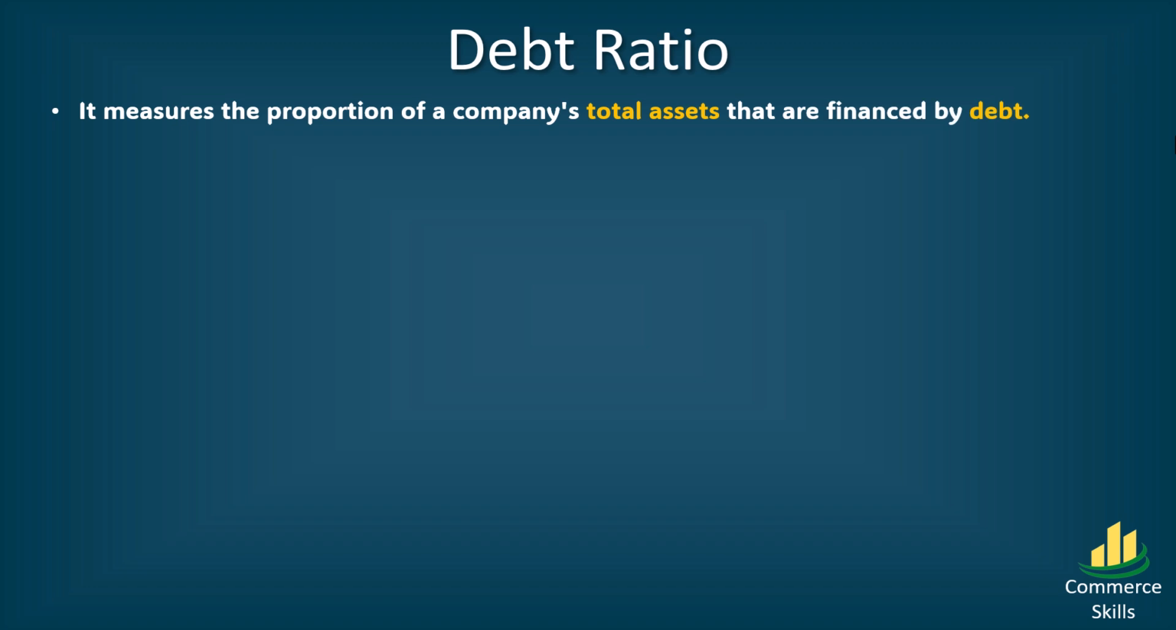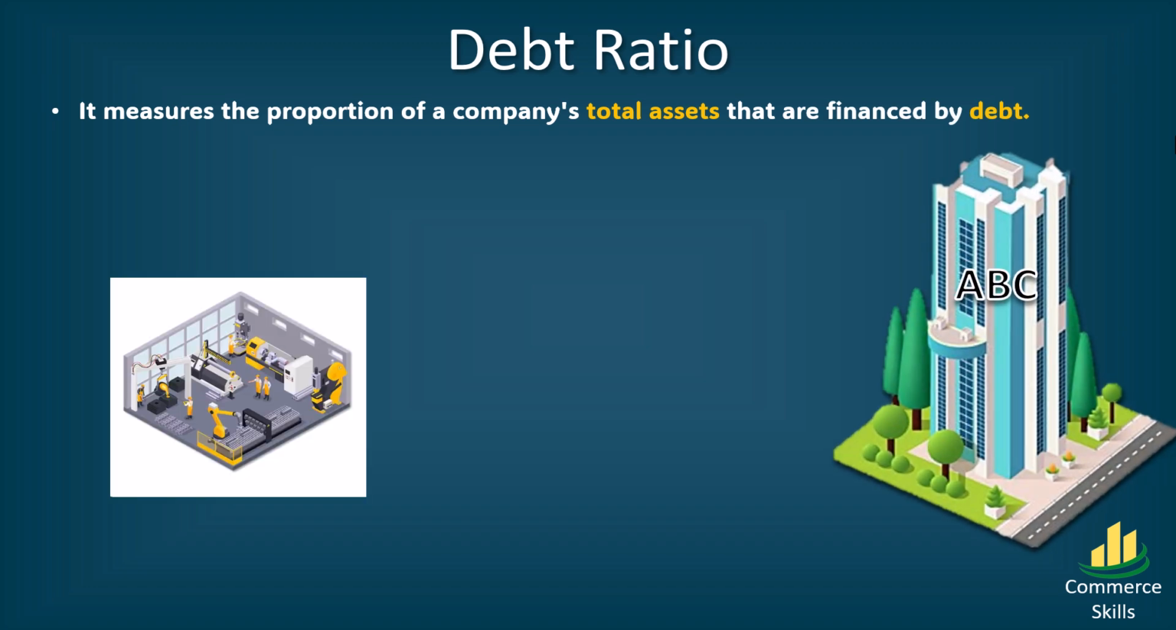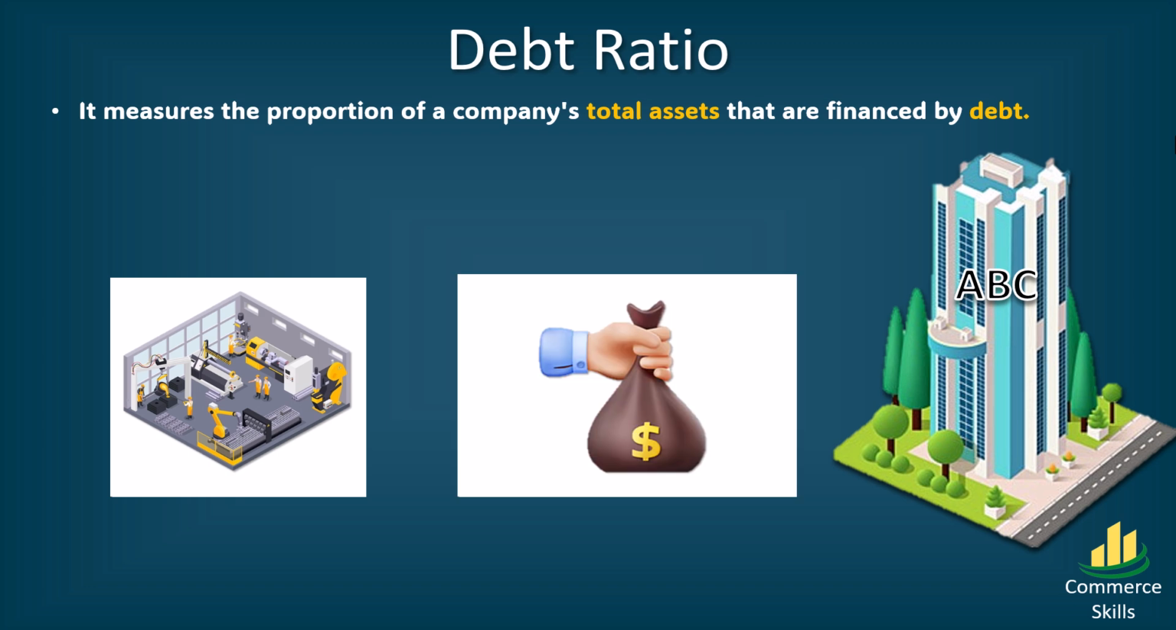So let's get started. The debt ratio measures the proportion of a company's total assets that are financed by debt. In simple words, it tells us how much of the company's assets are funded through borrowing.